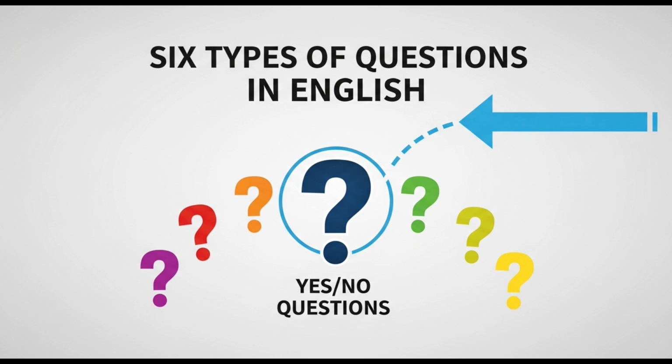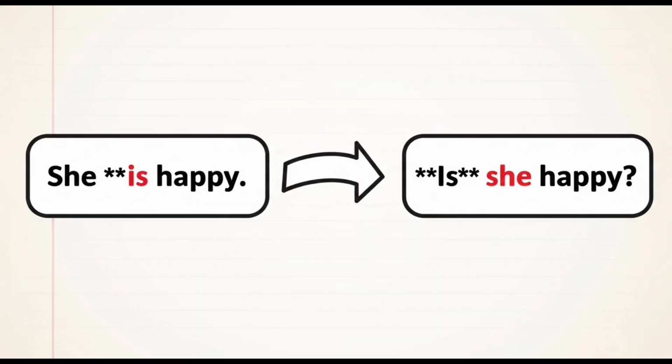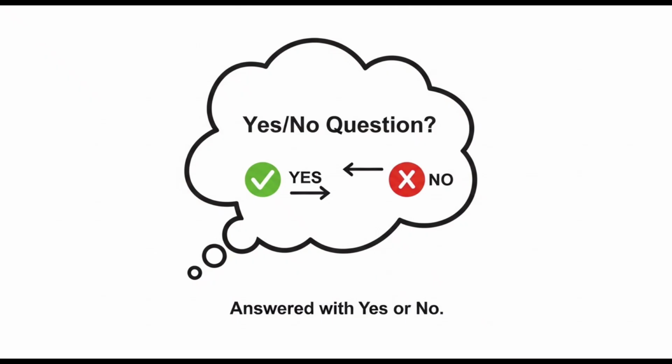So there are 6 different types of questions in English. Today, we will look at a common type of question, which is the yes-no question. Yes-no questions are answered with yes or no. Many students make mistakes with yes-no questions because they can be a little bit confusing, and I'll show you why. Let's look at some examples.